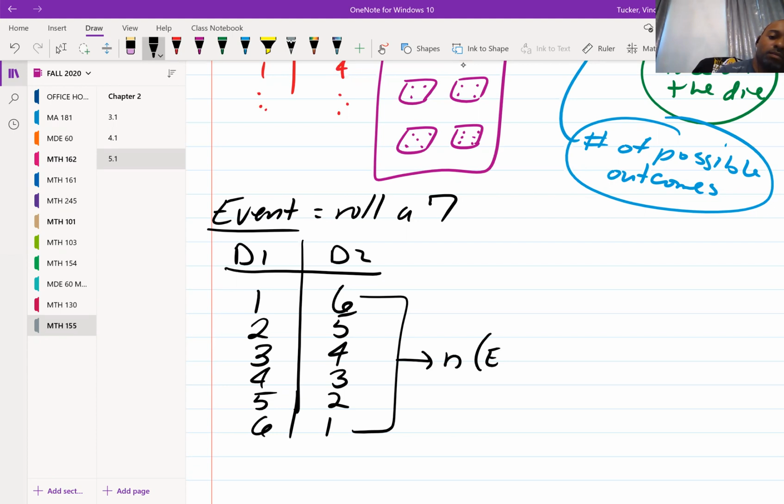So the number of possible outcomes that can create a roll of 7 would be 6 different ways that could occur. All right, any problem with that? So that's going to be our top number.